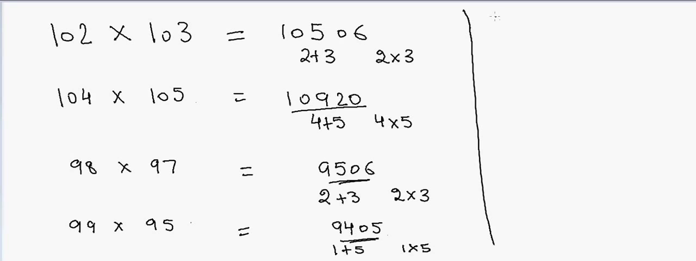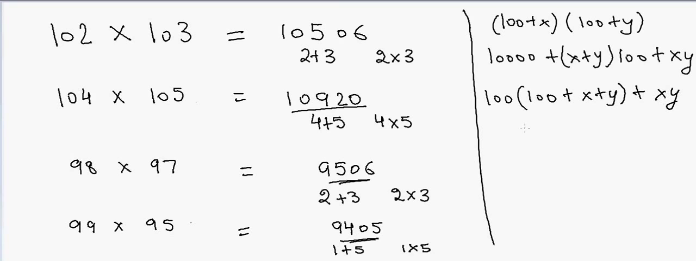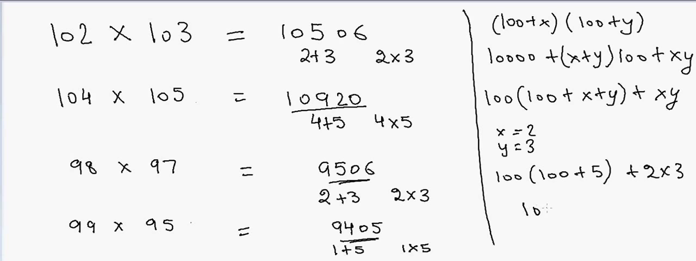Let's take an example where we have 100 plus x, and we are multiplying by 100 plus y. If you solve this, it will be equal to 10,000 plus x plus y into 100 plus xy, or you can write it as 100 into 100 plus x plus y, plus xy. If you look at it, that's what we are doing in the trick. So if x is equal to 2 and y is equal to 3, then we have 100 into 100 plus 5, plus 2 into 3. So that's what we did there. We did 105 and 06. So this is how this trick works.